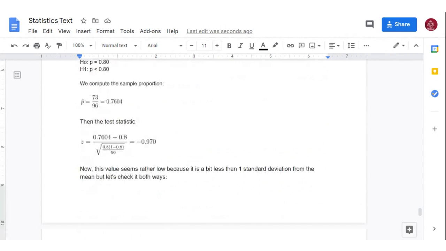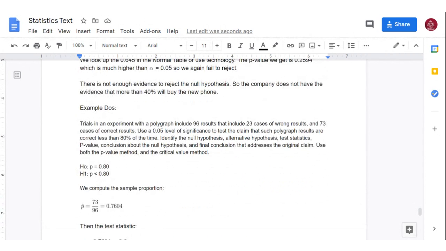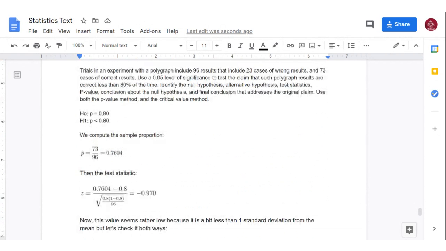Okay, well, this is a left-tailed test. I'll go through it just real quickly. Trials in an experiment with a polygraph include 96 results that include 23 cases of wrong results and 73 cases of correct results. Use a 0.05 level of significance to test the claim that such polygraph results are correct less than 80% of the time. So identify the null, the alternate, and the test statistic, the p-value, conclusion about the null hypothesis, and final conclusion that addresses the original claim.